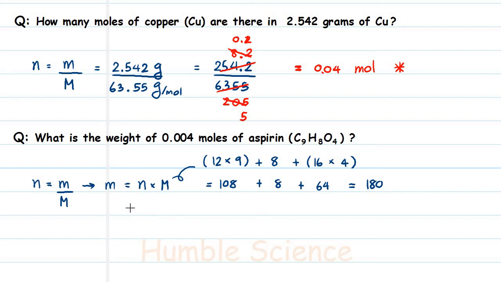So mass here is going to be equal to mole, which is 0.004 mole, multiplied by 180 gram per mole, and that is going to be 0.72 grams, and that is the answer here.